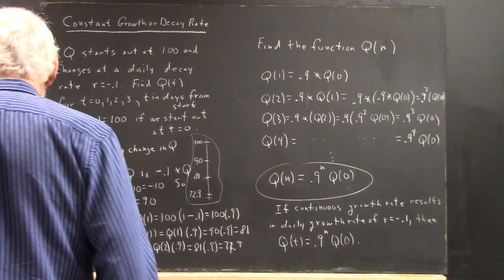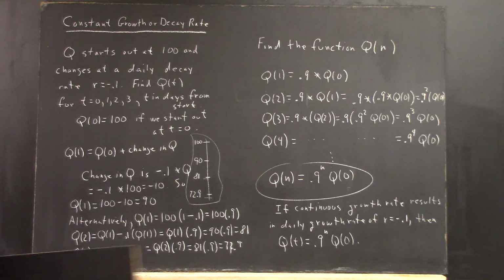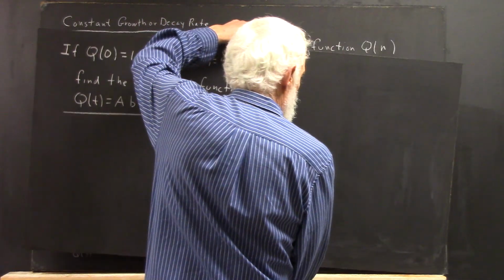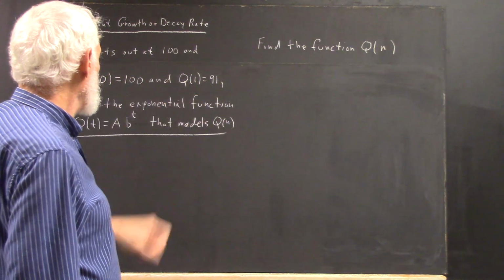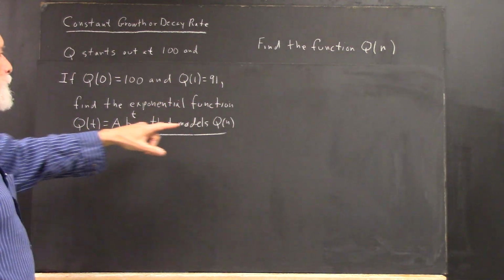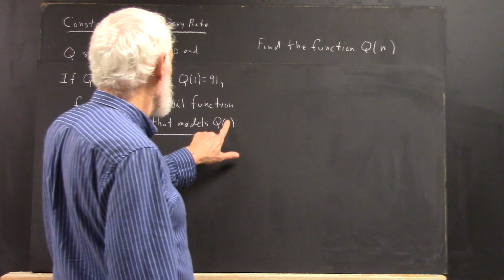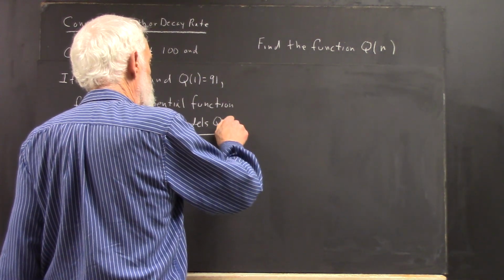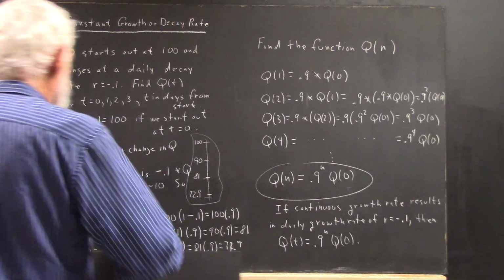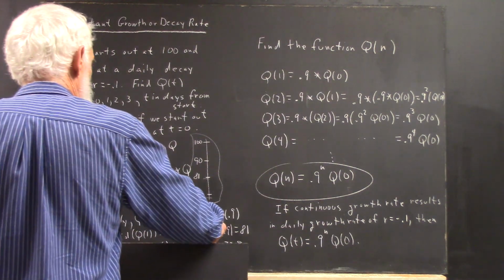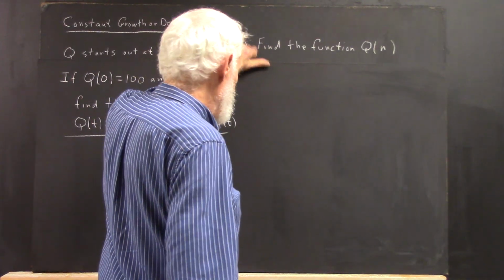So, the next question is: if Q of 0 equals 100 and Q of 1 equals 91, find the exponential function that models this. I should have said Q of t, referring back to our Q of n. Now where do I get the 100 and the 91? Well, right here. Started at 100, dropped to 91 after the first day. Okay? So we're going to solve this one.